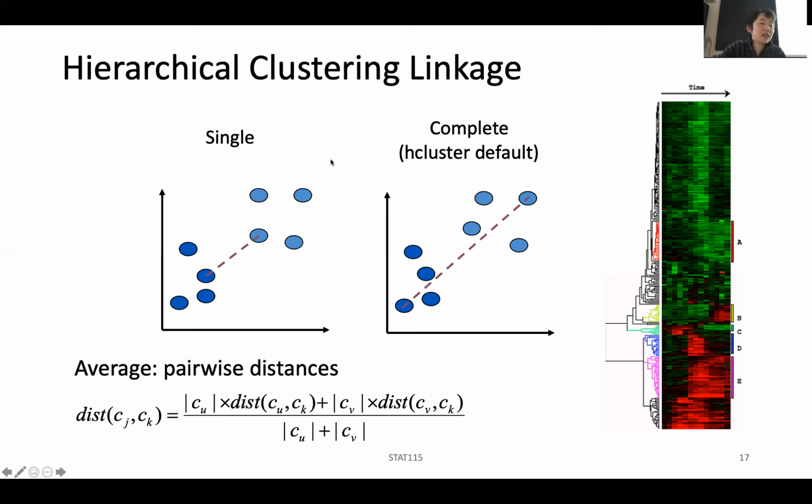Okay, so initially, when you have just 2 genes merging, it's very easy. You just do the 2. And then you try to calculate a node of 2 genes with another one. That's still pretty easy. But later on, you will have bigger and bigger clusters. Then it's by looking at all the genes in one cluster with all the genes in the other cluster and calculating their distance. And you either pick the minimum, the maximum, or the average. And that's different linkage.